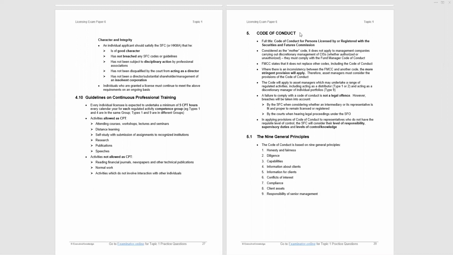Remember, breaches of any of the codes are not legal offences, but any breaches will be taken into consideration by the SFC when considering whether or not you're fit and proper, and ultimately whether or not you can hold your licence. There are 9 general principles in the Code of Conduct. There they are at the bottom of page 28, from honesty and fairness through to responsibility of senior management.